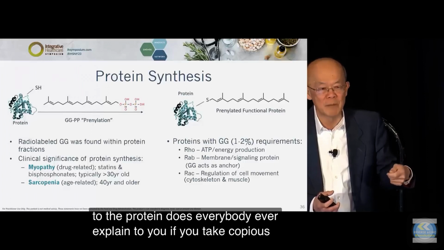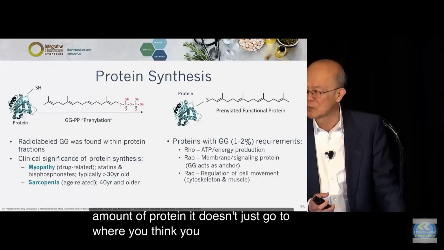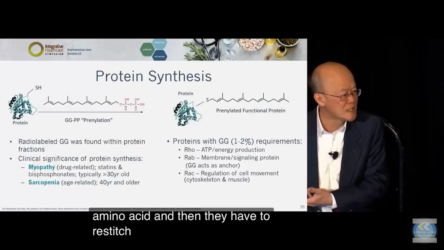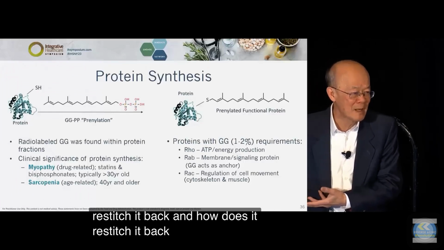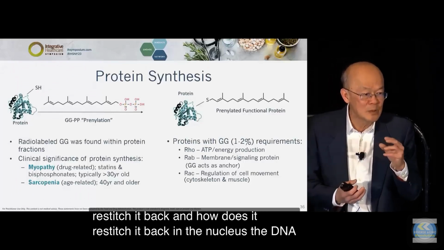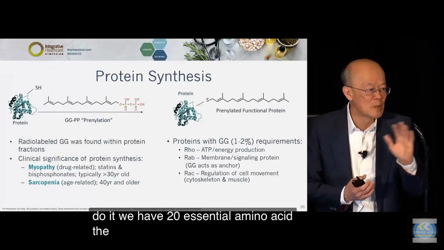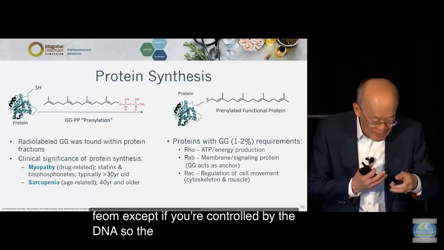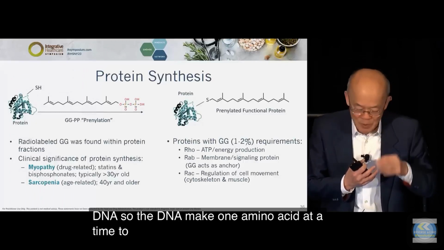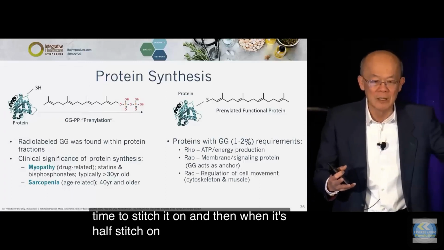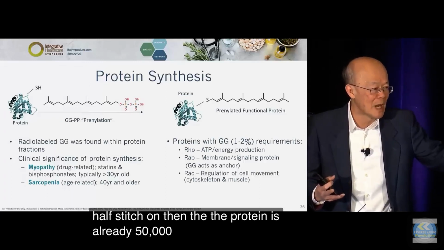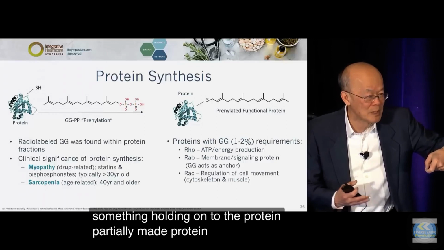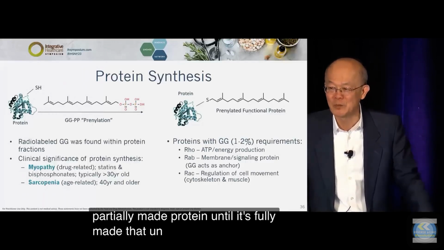If you take copious amounts of protein, it doesn't just go to where you think you want it to go. The protein is chopped up. It becomes like amino acids. And then they have to restitch it back. And how does it restitch it back? In the nucleus. The DNA does it. We have 20 essential amino acids. The permutation would be impossible to fathom, except if you're controlled by the DNA. So the DNA makes one amino acid at a time to stitch on. And then when it's half stitched on, the protein is already 50,000. It's huge. So there's something holding on to the partially made protein until it's fully made. That unassuming compound is GG.